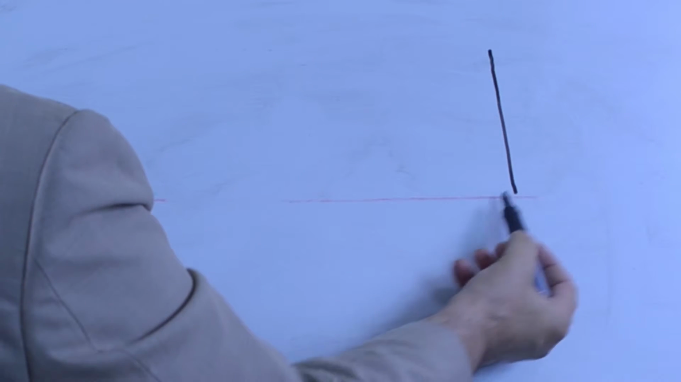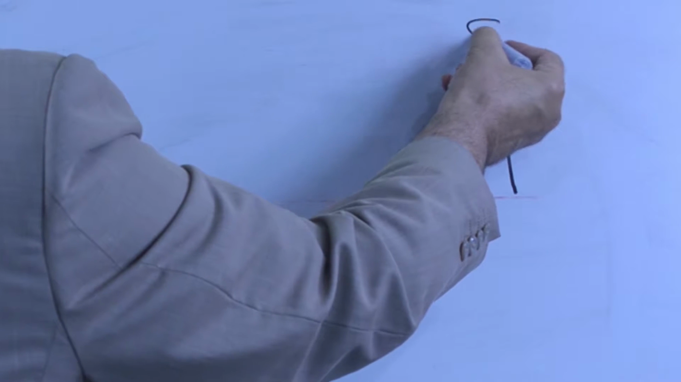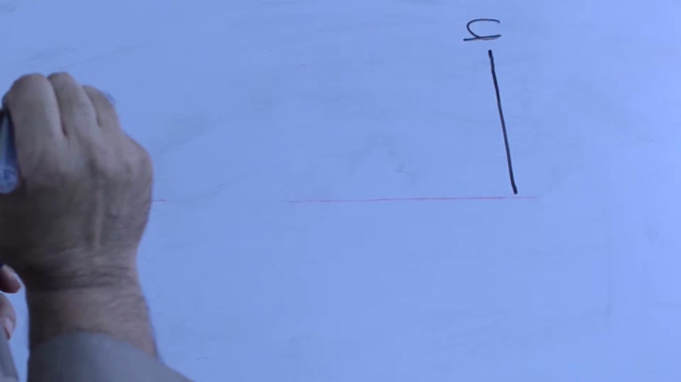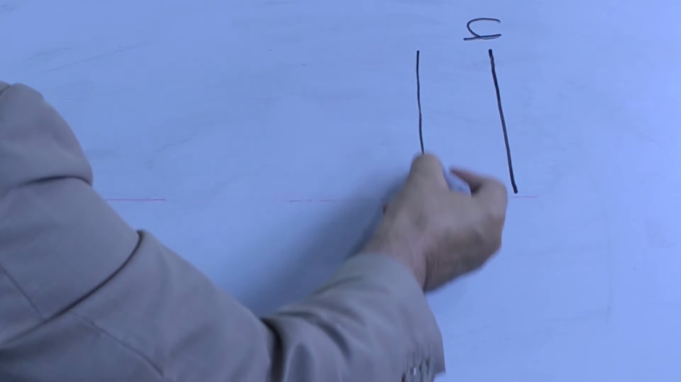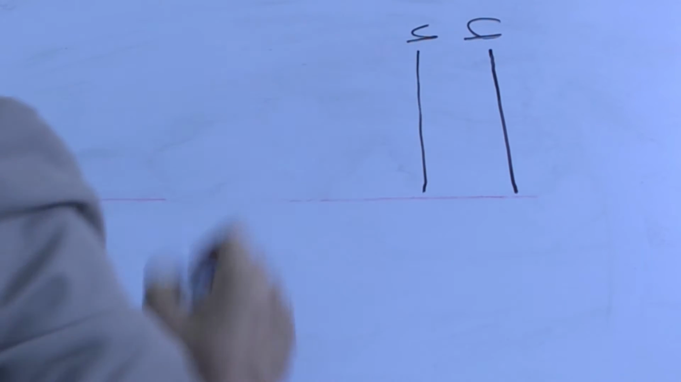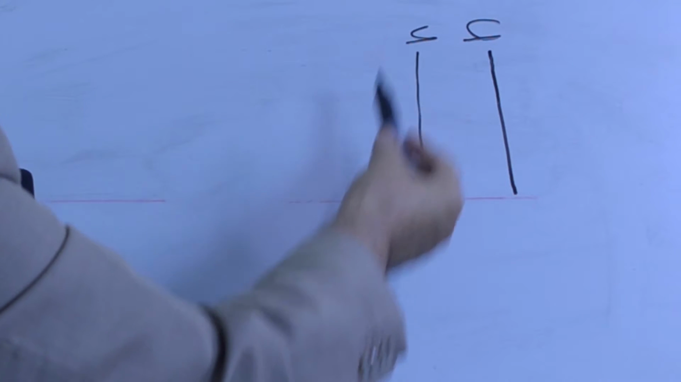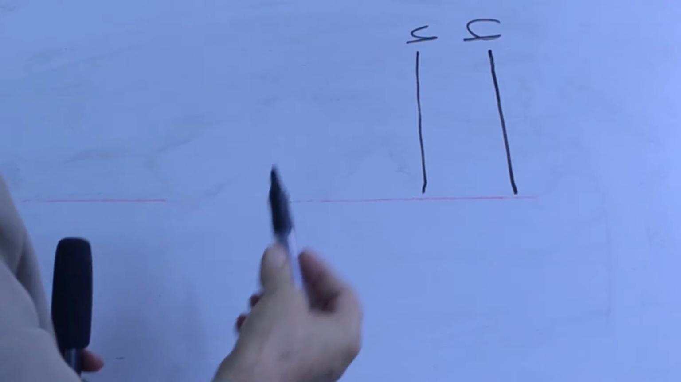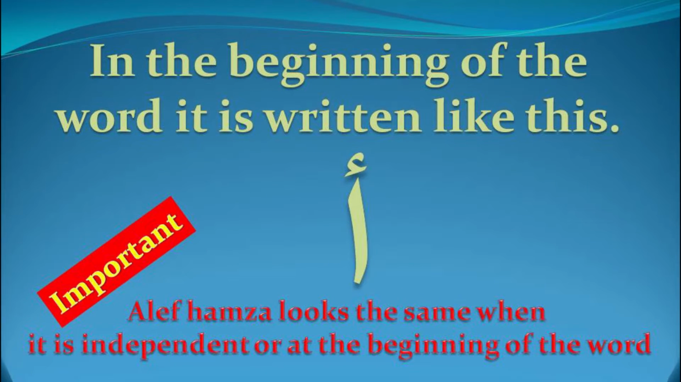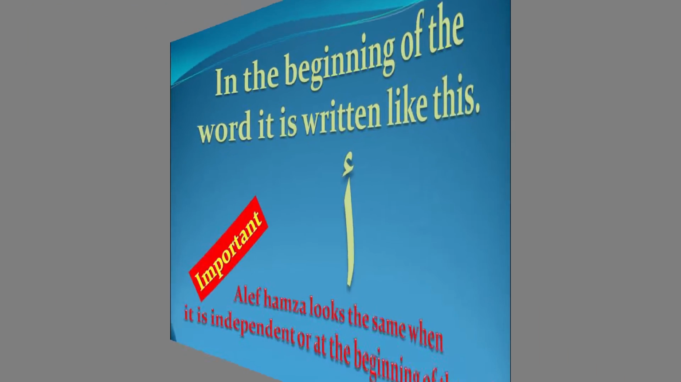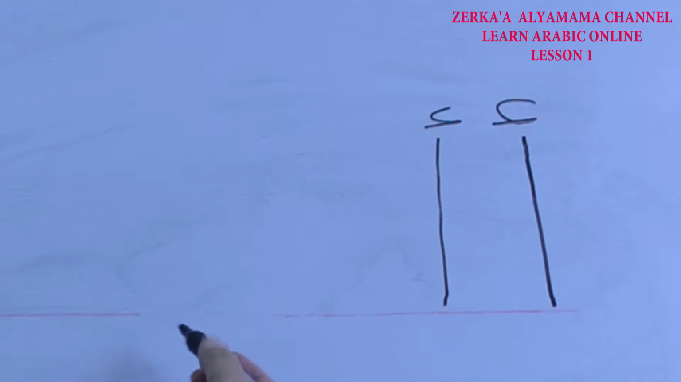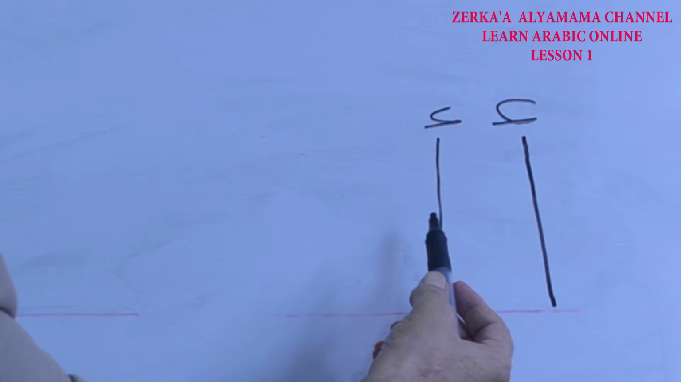Alif is always over the line. Then we write the Hamza. This is the independent Alif, when Alif is alone. In the beginning of the word, Alif Hamza is written like this. Important, Alif Hamza looks the same when it is independent or at the beginning of the word.